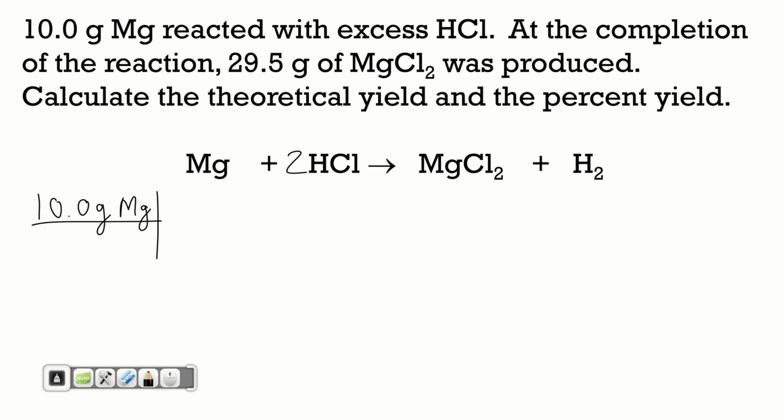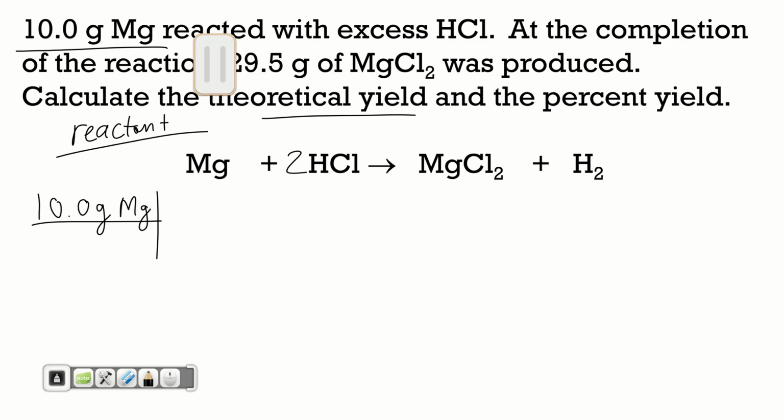All right, so first off, why am I using 10 grams and not 29.5? It's because I have to start with a reactant to get the theoretical yield. So Mg is a reactant, MgCl2 is a product. This number being given to you is the actual yield. So that's how that's going to be coming out in the problem.